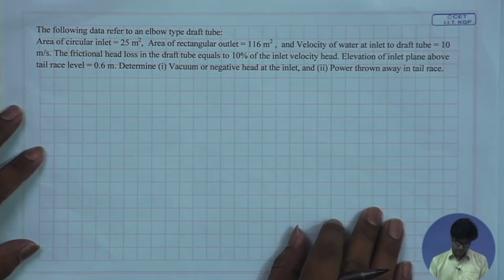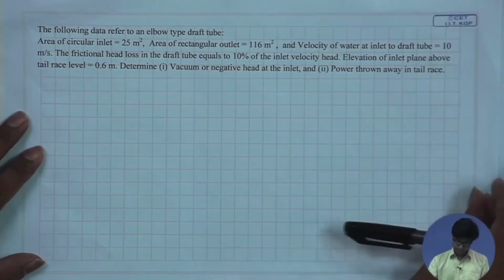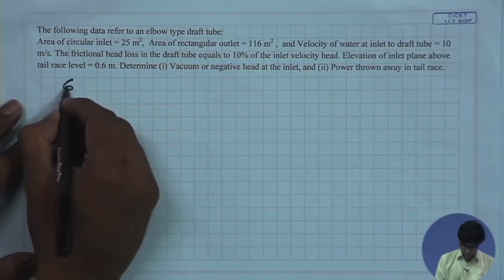The frictional head loss in the draft tube equals 10% of the inlet velocity head. Elevation of the inlet plane above the tail race level is 0.6 meters. So, we have to determine the vacuum or the negative head at the inlet and the power thrown away in the tail race. So, let us write down the quantities that are given.